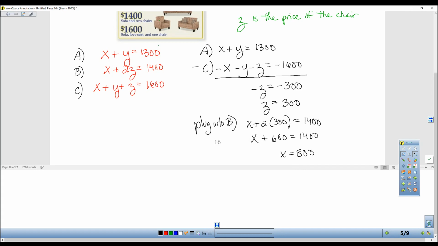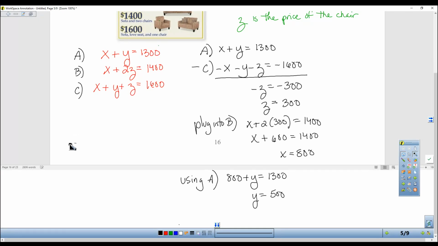And the last step is the same. I have 2 of the variables. I need the 3rd one. So I actually have choices. I could pick equation C and plug in both Z and X and find Y. Or I could just plug X into A. So using A, I don't have to do it this way, but it's a little bit shorter. Using A, 800 plus Y is equal to 1,300. Y is equal to 500.